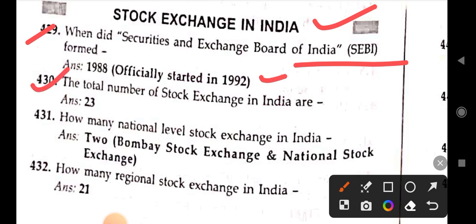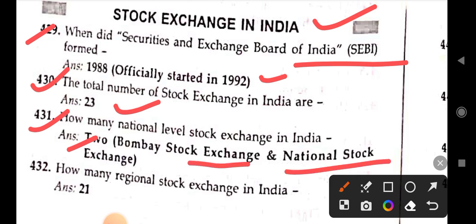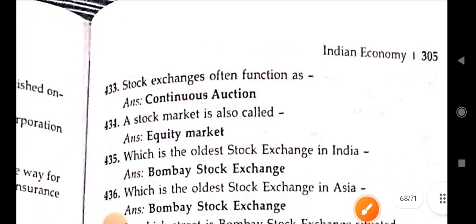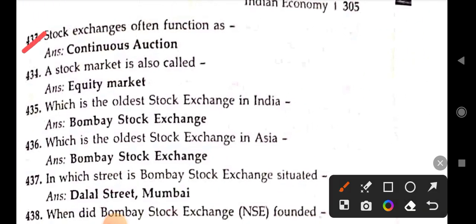The total number of stock exchanges in India is 23. How many national level stock exchanges in India? 2: Bombay Stock Exchange and National Stock Exchange. How many regional stock exchanges in India? 21. Next, the stock exchange often functions as a continuous auction. The stock market is also called the equity market.